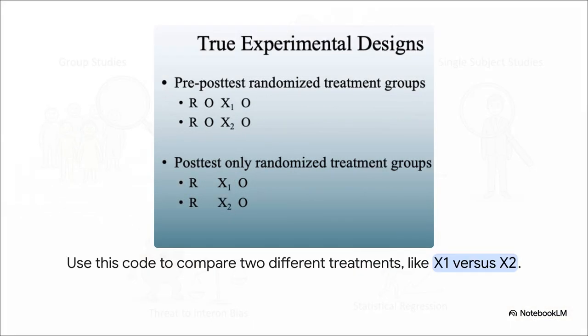And what's cool is this code is flexible. You can use it to have a little showdown between two different treatments. Maybe X1 is your new fancy coffee cure, and X2 is the old boring stuff that's already on the market. You just randomize people into the two groups and see which X comes out on top.